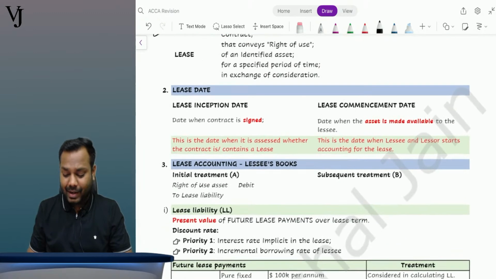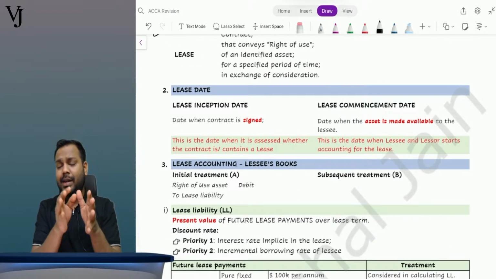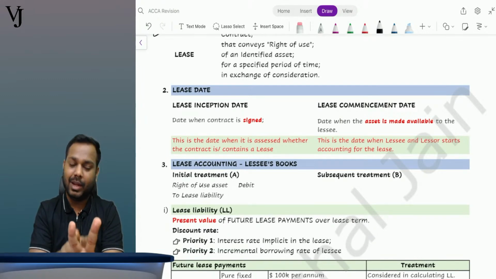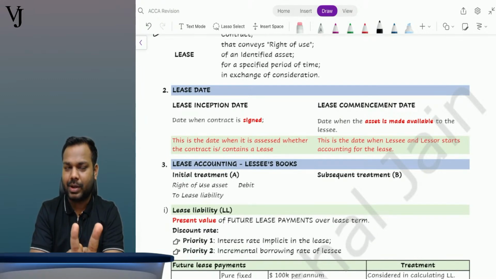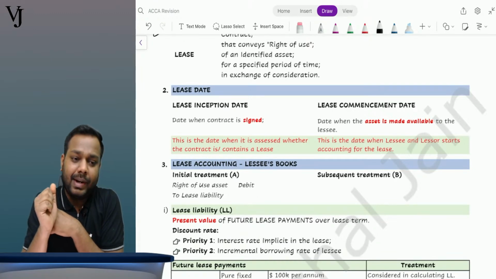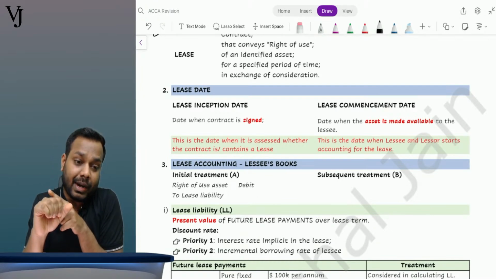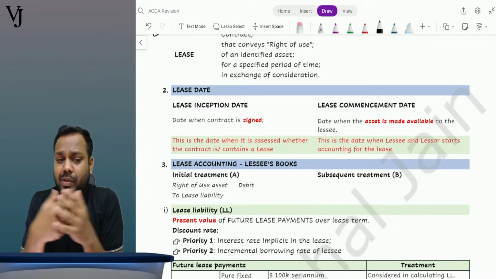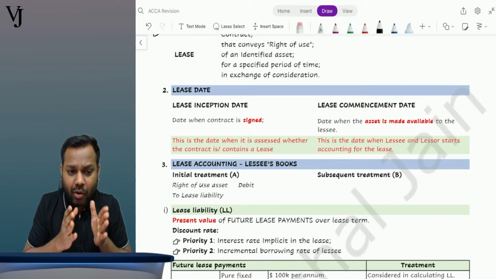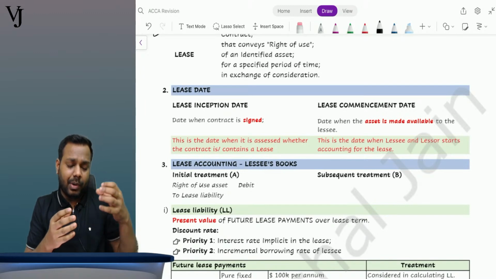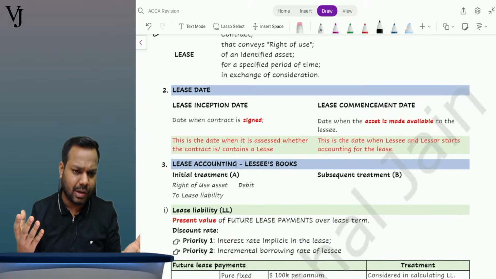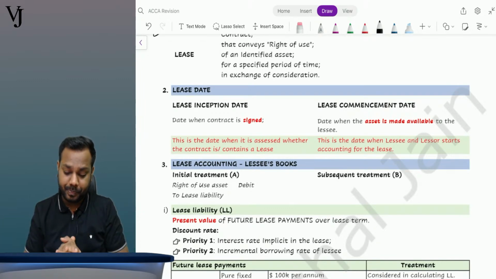Now, for the lease dates, understand that under a lease contract there are two important dates. The first one is the lease inception date and the second one is the lease commencement date. What is the meaning and the relevance of these dates? The lease inception date is the date on which the contract has been entered into between the lessee and the lessor. Now you will ask me, sir, who is lessee, who is lessor?